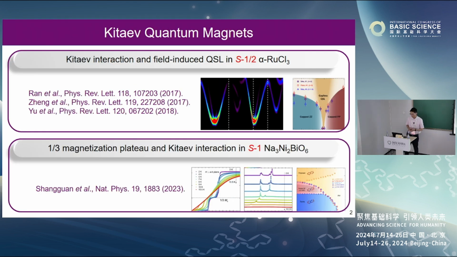In today's talk, I will be telling you two parts. The first part is our study on the spin half alpha ruthenium trichloride, and the second part is about the spin 1 system, sodium nickel bismuth oxide. First, let me briefly introduce what quantum magnetism is.